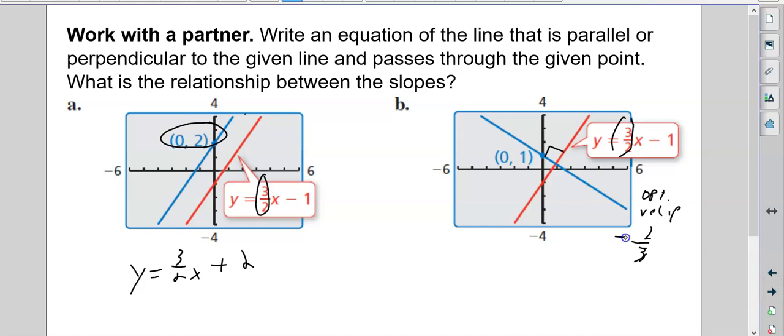Negative 2/3. And that makes sense because my line is going downhill. On this one, my line is going uphill. And my y-intercept is right here at 0, 1. So the equation of that line is y equals negative 2/3 x plus 1.